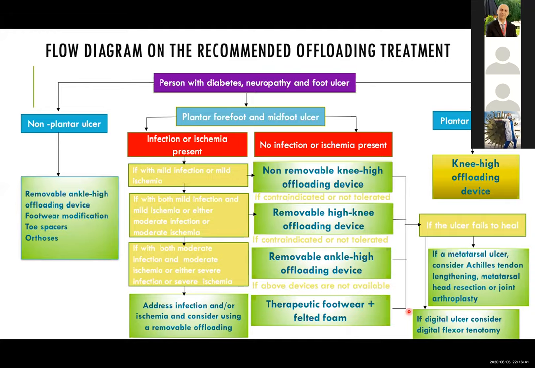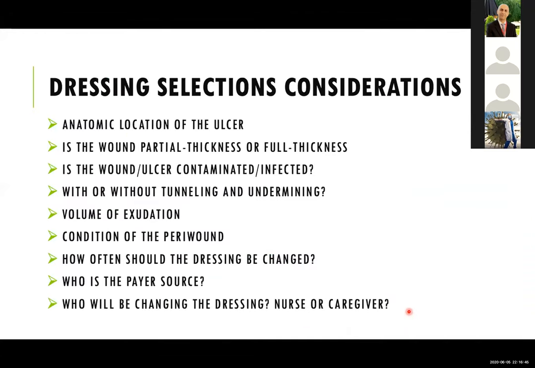Okay, this is the flow diagram that I explained before, so I'm not going to explain it again. And this is the last part, just the dressing selection. It's very quick. Before we apply a dressing, we have to talk about the anatomy. We have to know where the ulcer is, the anatomic location. Is the wound partial thickness or full thickness, is the wound contaminated or infected, does it have tunneling and undermining edges, the volume of exudation, the condition of the periwound, how often should the dressing be changed?